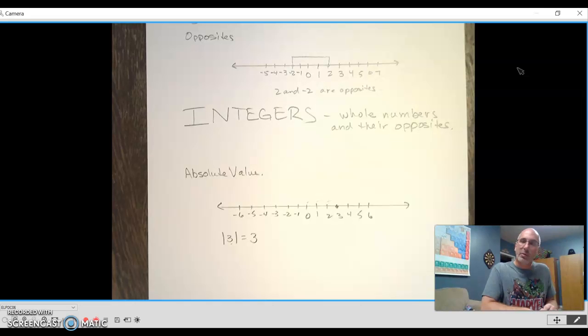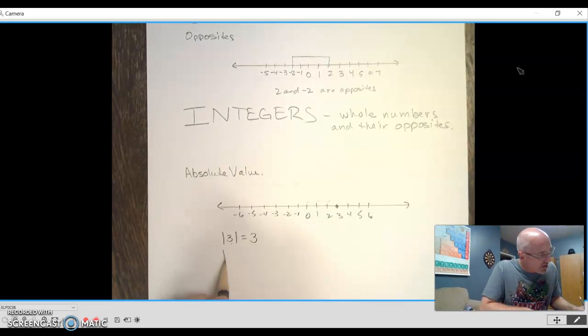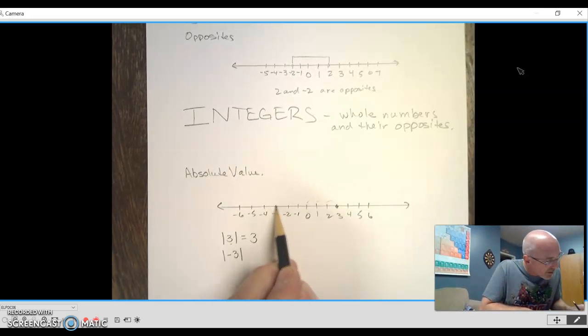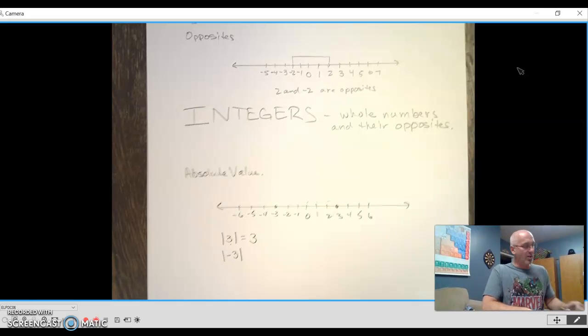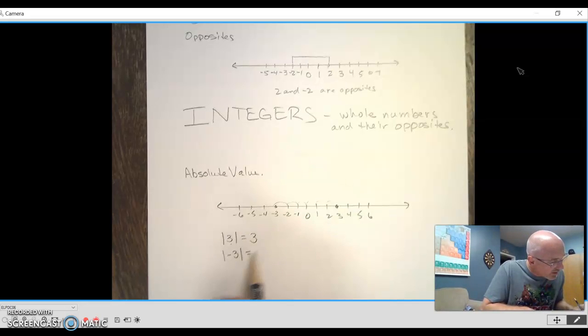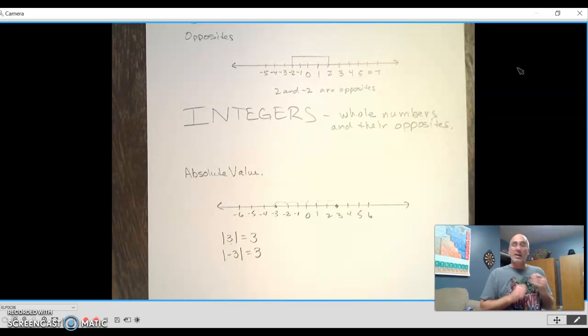Now, let's do something with a negative number. Let's do the absolute value of -3. So here is -3 on our number line. It is asking the absolute value of -3. How many units away from 0 is -3? Here's 0, 1, 2, 3. It's 3 units away. This number is always a distance. It is always going to be positive.